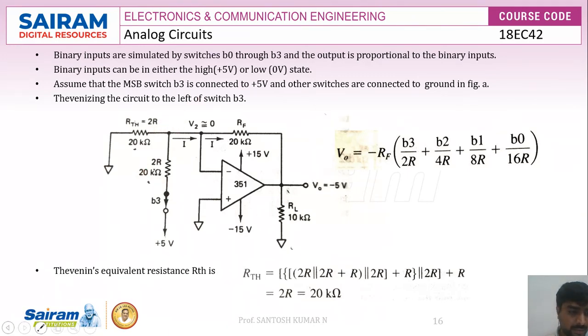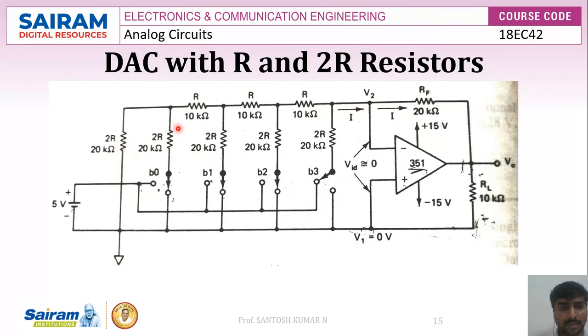How do we get it? In the previous circuit, you can see we have R, 2R, R and 2R resistors in each branch, hence the name R-2R. Since only this branch is connected and all others are connected to 0, you can see these two resistors are in parallel, that is 2R parallel with 2R. This will be in series with R, and this value will again be in parallel with 2R. That is what we get here.